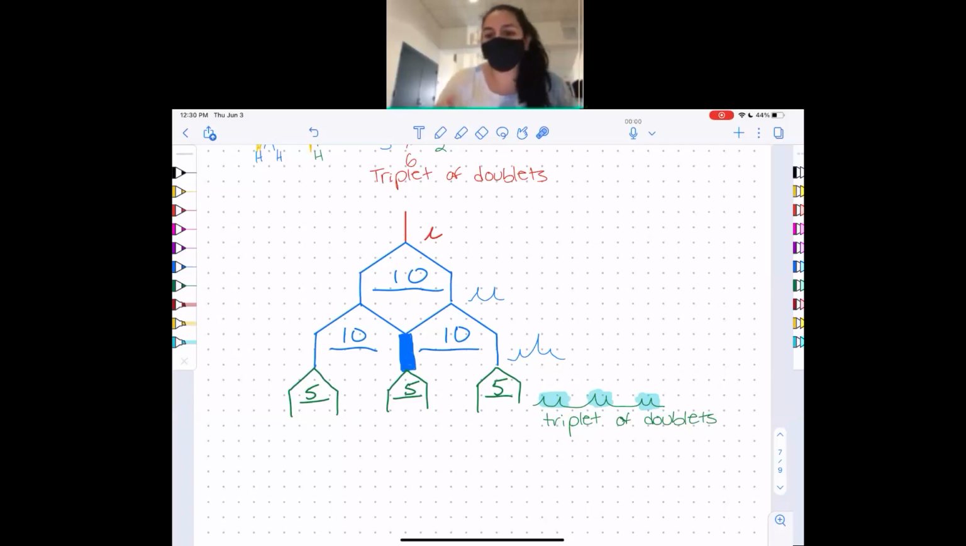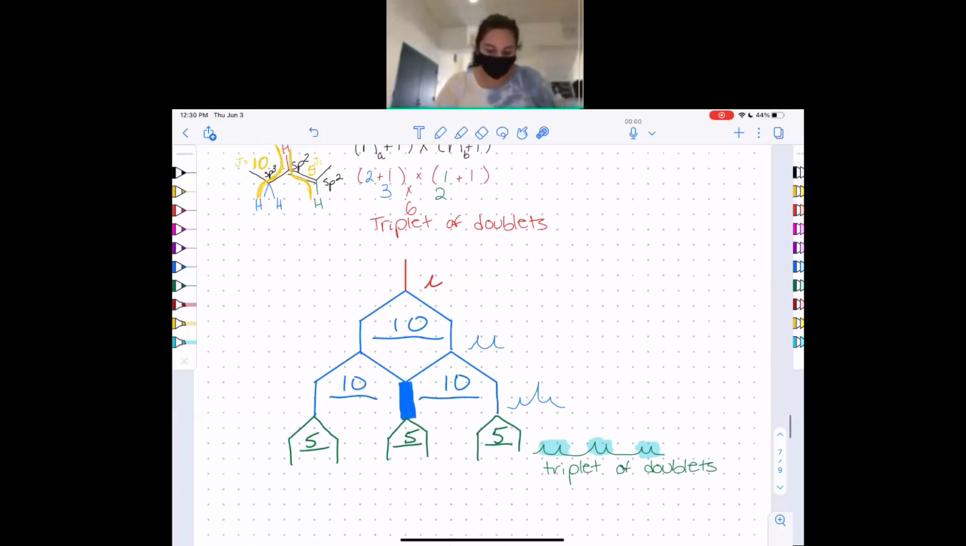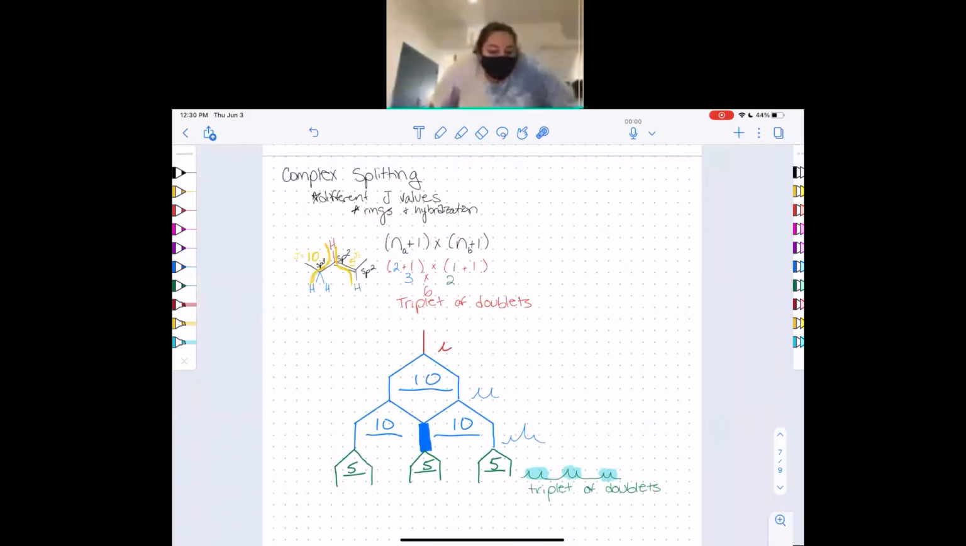Okay, so let me answer that one last question. For complex splitting, the reason we know it's complex is because we have different J values, and we know that they have different J values because they have different hybridizations. So the red has one that's sp3 and one that's sp2. So they are different. We could also tell they were different if they were in a ring and they had different orientations in the ring. But he's not usually going to give you a ring because that's more complicated.